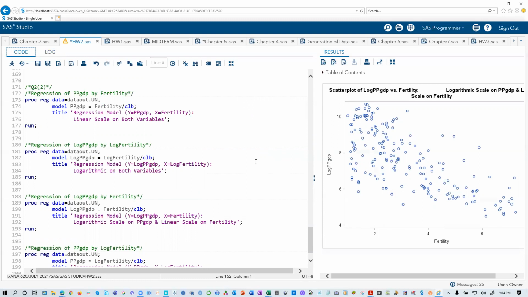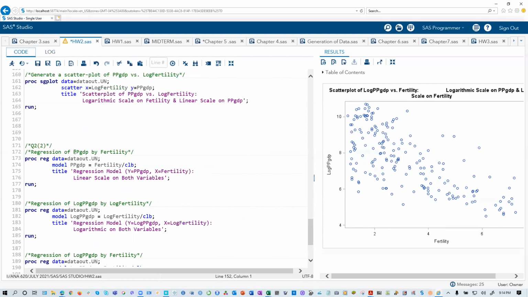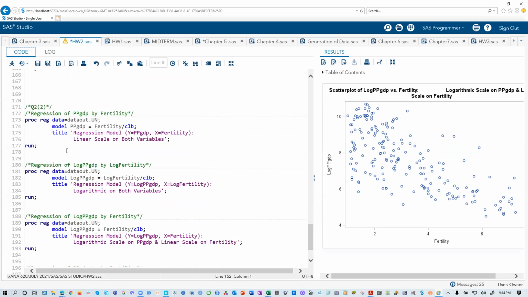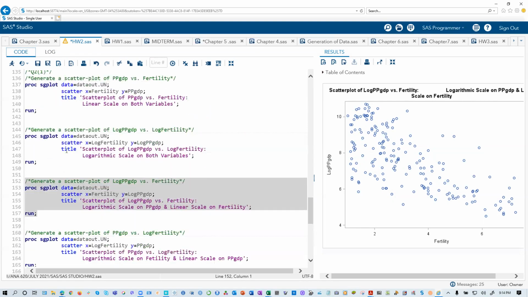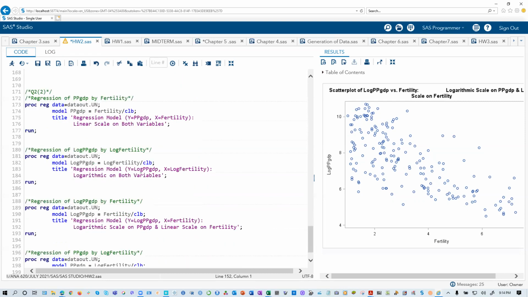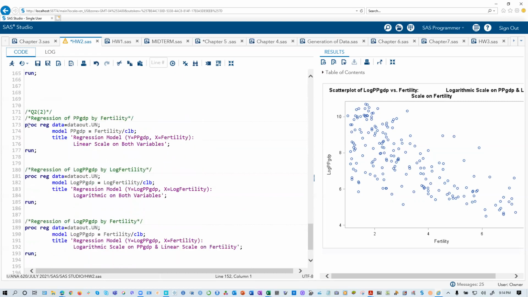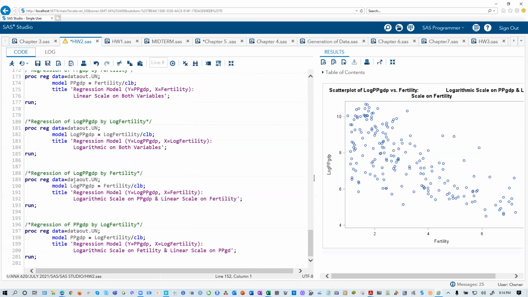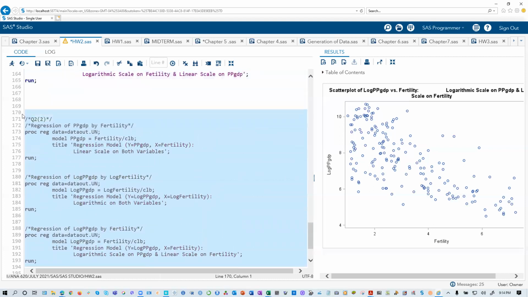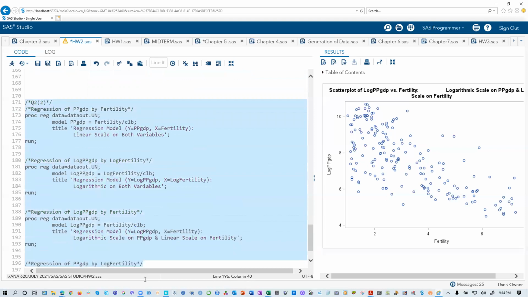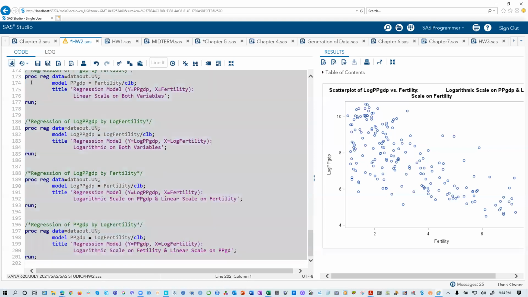Number two says now perform the regression. Question number two: 2-1 scatter plot, 2-2 regression. That's right, regression for number two. I'm going to do the regression of PP, GDP versus fertility: log to log, log to no log, no log to log, no log to no log. All four options, and let's run all four together. They don't ask us to do it like that, but to get a very clear picture, it's okay to run all four.